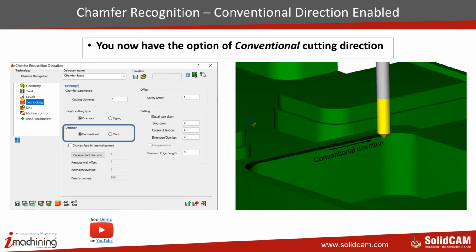And now inside chamfer recognition, you can control the direction, whether you want climb or conventional. So now you can opt for the conventional cutting direction when you're doing chamfer recognition.